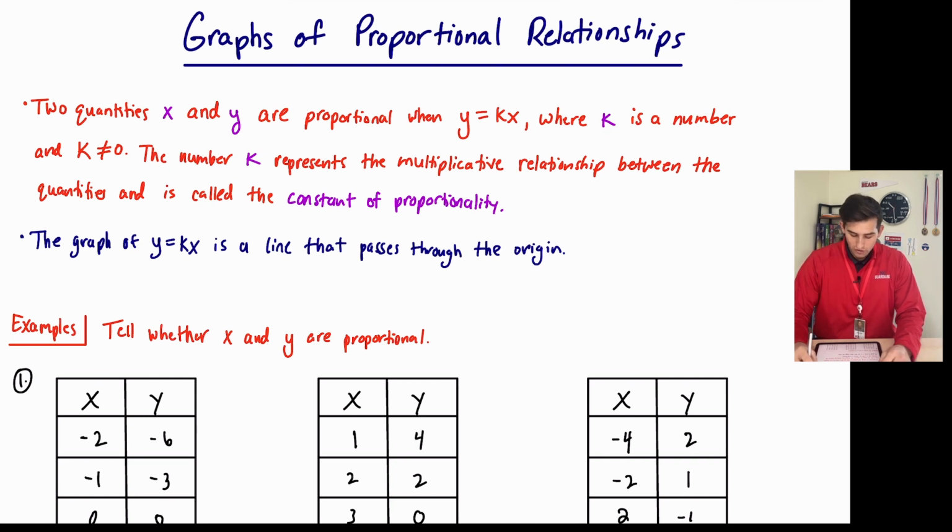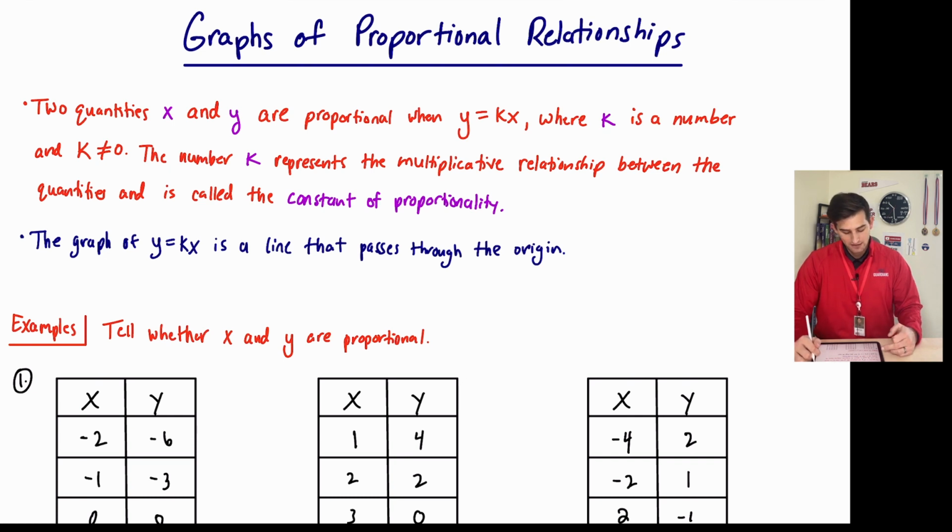They are proportional when they satisfy this equation, y equals kx, so k times x, where k is a number and k is not 0. This number k represents what's called the multiplicative relationship between the quantities x and y, and is called the constant of proportionality. I know there's a lot of big words in there, but essentially k is the slope of our line, if we think about slope-intercept form, if our y-intercept is 0.